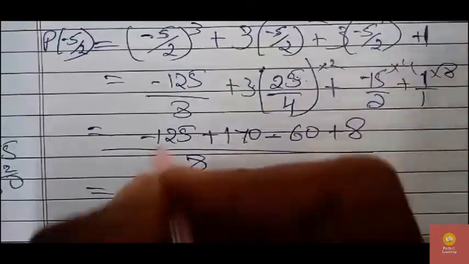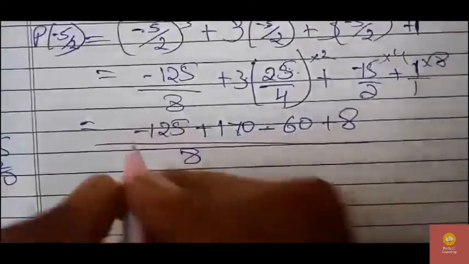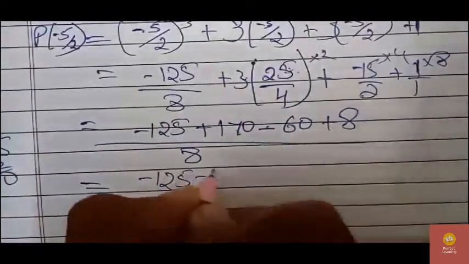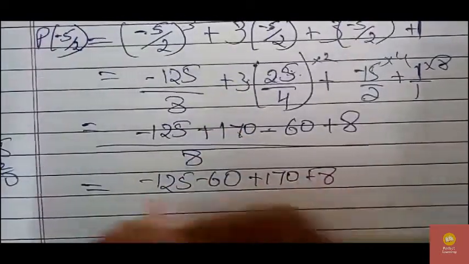Further solve it. First we will separate like terms and unlike terms. Okay, we will separate like terms on one side. 125 minus 60 plus 170 plus 8 by 8.